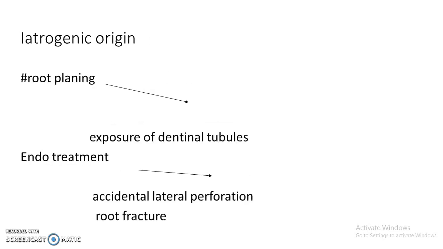And the iatrogenic factors, the iatrogenic pathway, that is root planing, exposure of the dentinal tubules, and endodontic treatment, while the accidental ones are lateral perforation, root fracture and root.